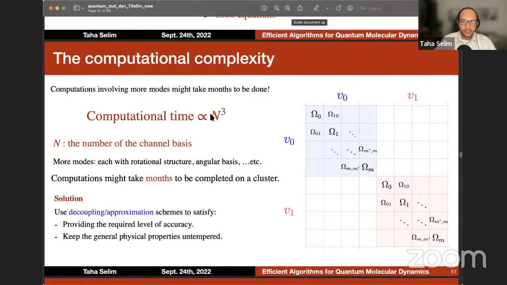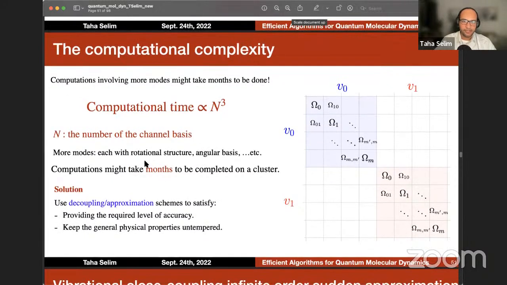So the computational time scales as n to the power 3, and n is the number of channel bases. The channel bases means the number of equations. If the number of equations is, for example, 6,000, cube it, and then you get an idea of how the computational time should look. If we have more modes, each one has its own rotational manifold, rotational space, more angular bases, and then computations might take months to complete on a medium-sized cluster. So this is really the computational complexity.